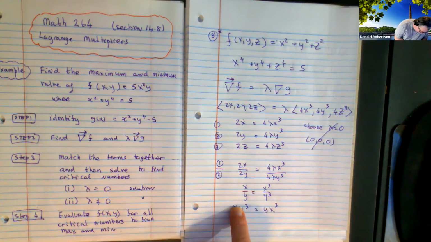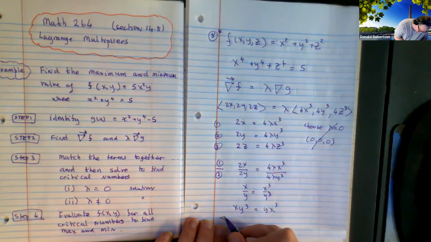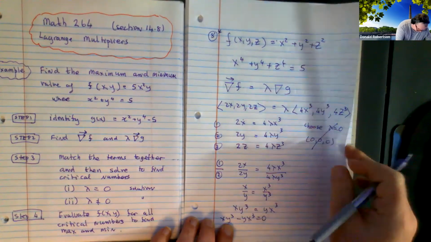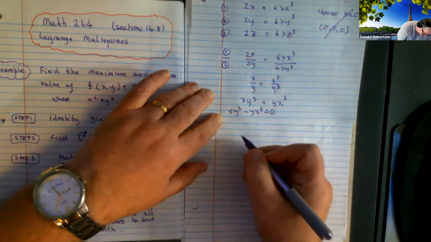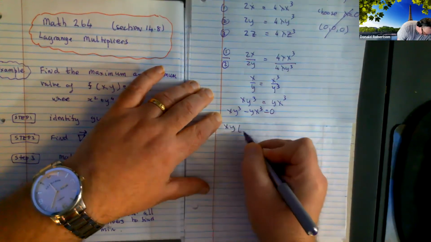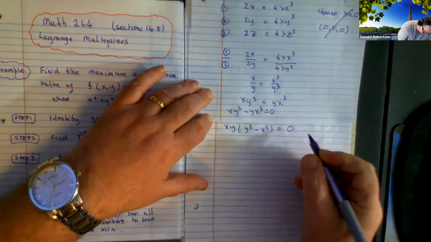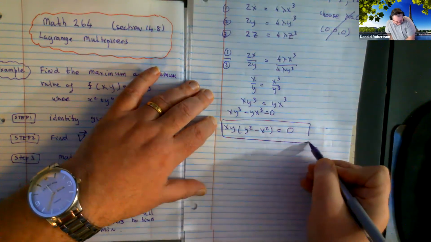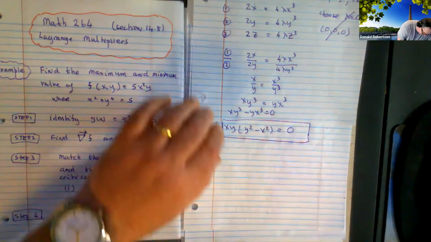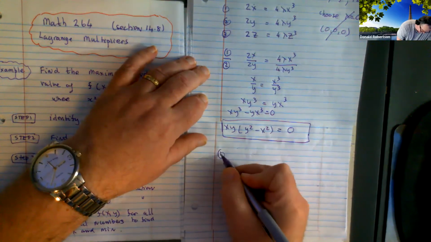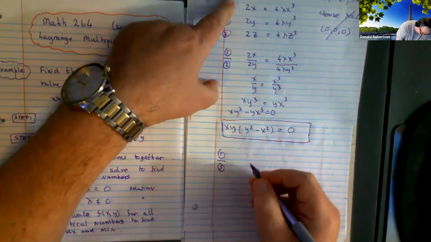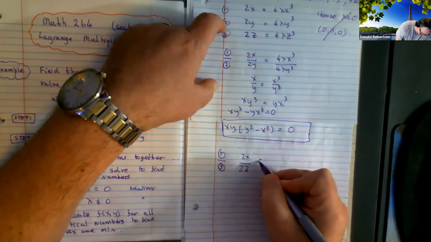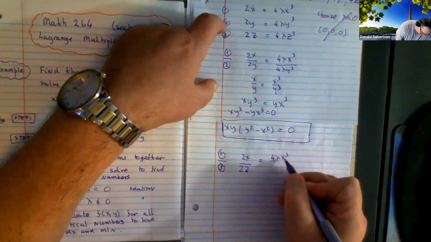And I'm going to rewrite this as x y cubed, take away y x cubed equals 0. And that, if you pull out an x and y, gets you that. I'm just going to pause there and deal with that later. If you take equation 1 and divide it by equation 3, you will get 2x over 2z equals 4 lambda x cubed over 4 lambda z cubed.